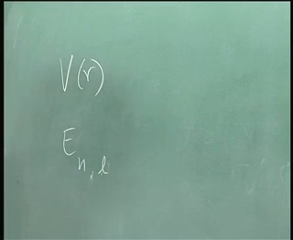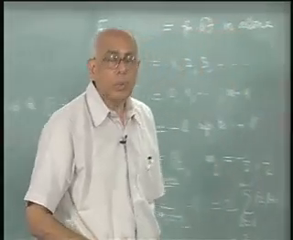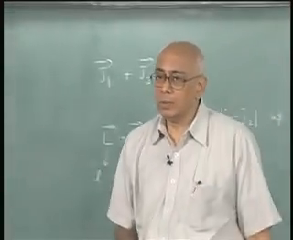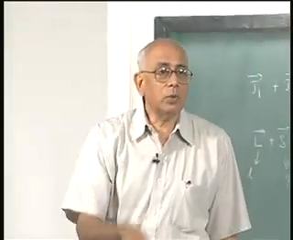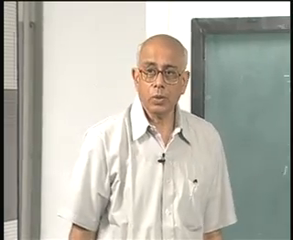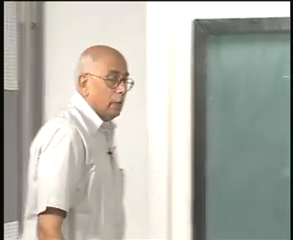and what would be the degeneracy of each of these states for a given n and a given L? 2L plus 1, just 2L plus 1. All the m values would give you exactly the same energy, just 2L plus 1. If you included spin, it is twice 2L plus 1 in that case.